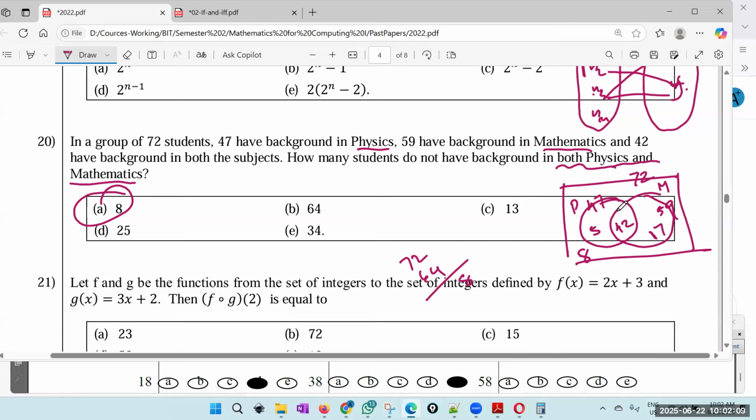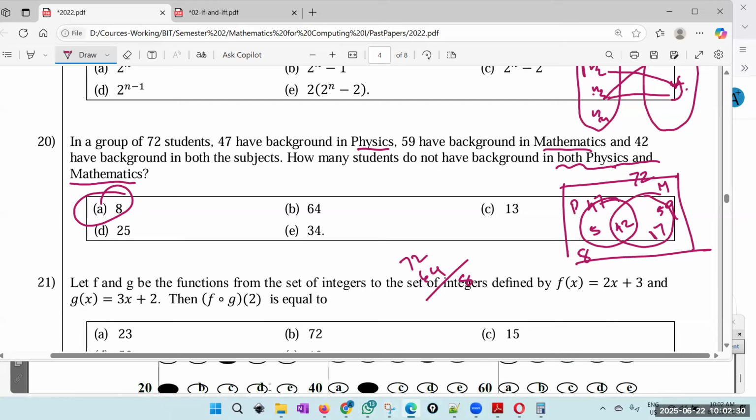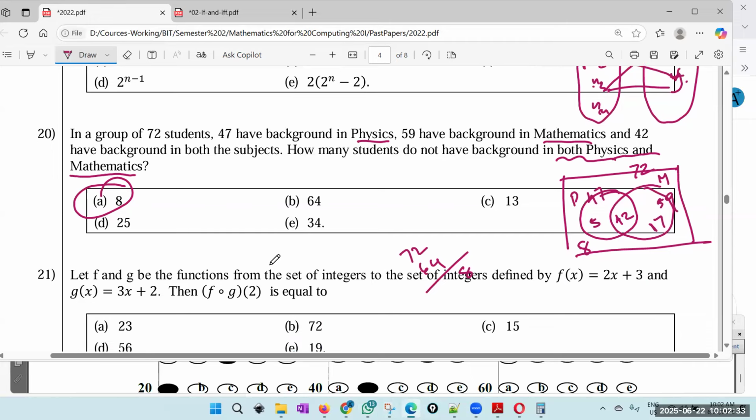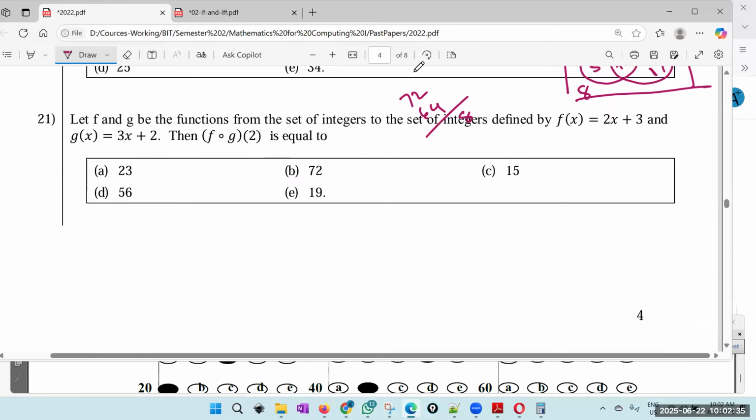The other possible answer, if you take both physics and mathematics in the very literal meaning, is 72 minus 42. But luckily 30 is not in the answers. So anyway, I'll go for A. That means I hope "both physics and mathematics" means neither of those. Okay, I'll go for A. Yes, A. Okay, right, 21.